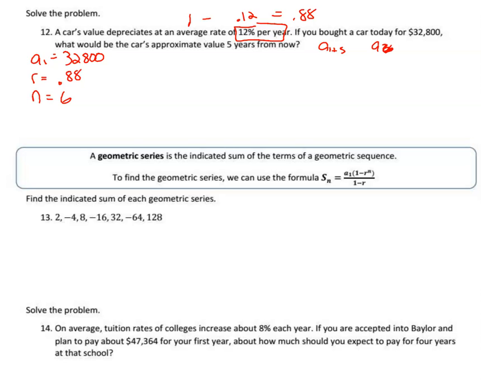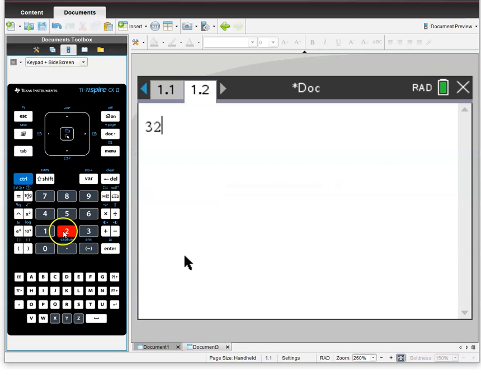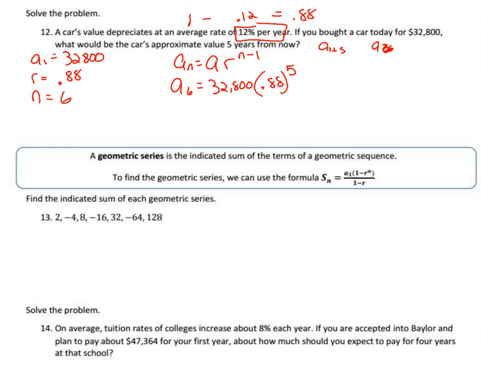So we're going to use our same formula where A sub N is equal to A times R to the N minus 1 power. So A sub 6 is going to be 32,800 times R, which was 0.88, to the 5th power, the 6 minus 1. And that one I'm not going to try to do by hand. So 32,800 times 0.88 raised to the 5th, and you get $17,309.61, and that is the value 5 years from today.